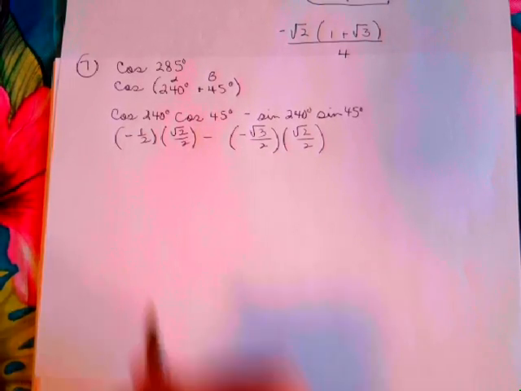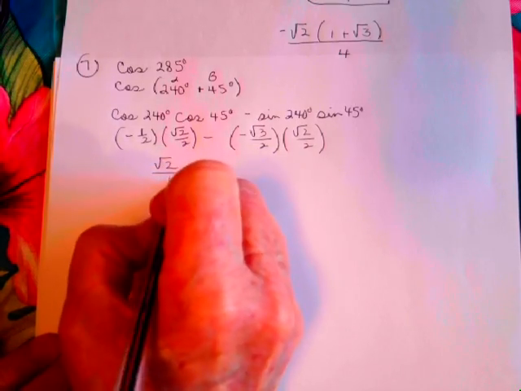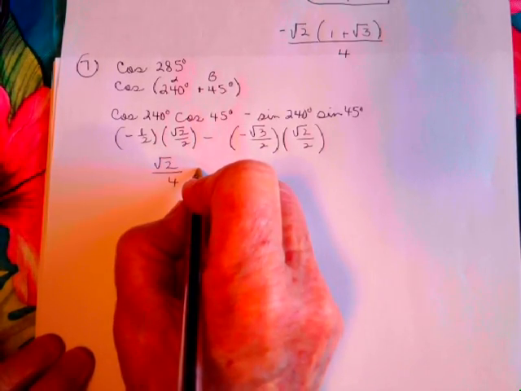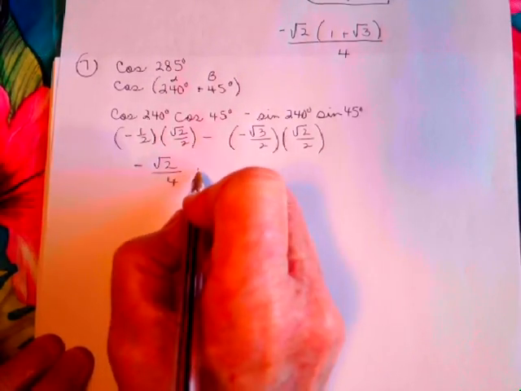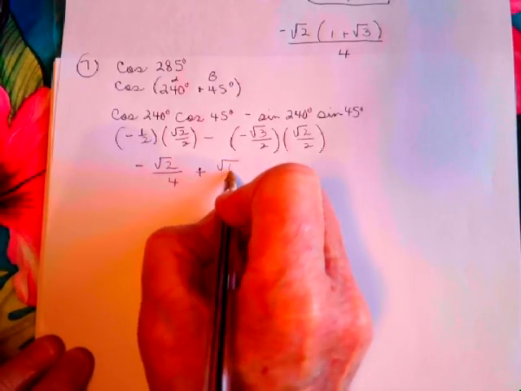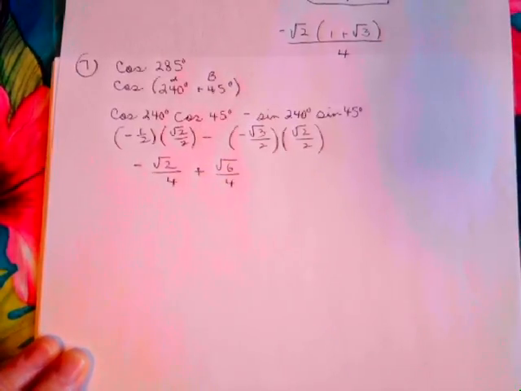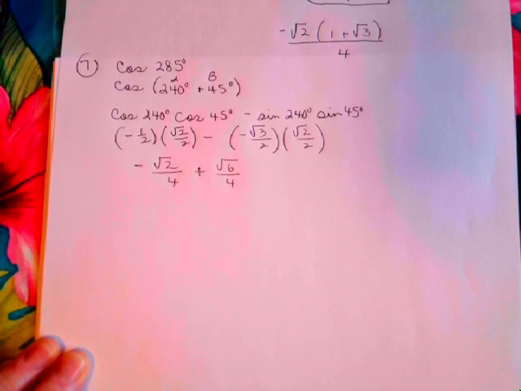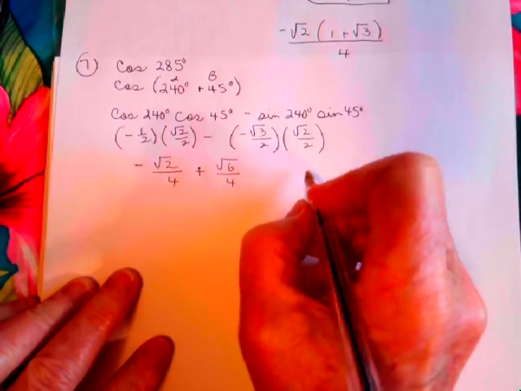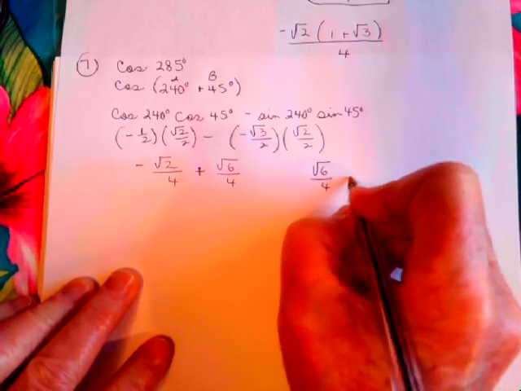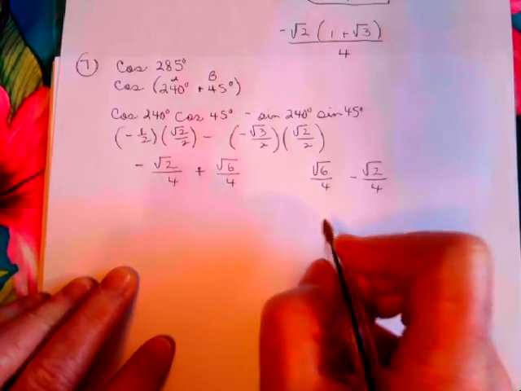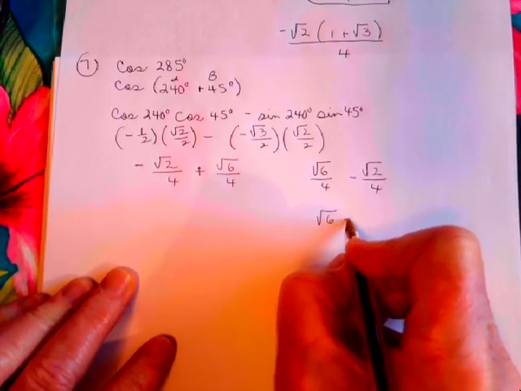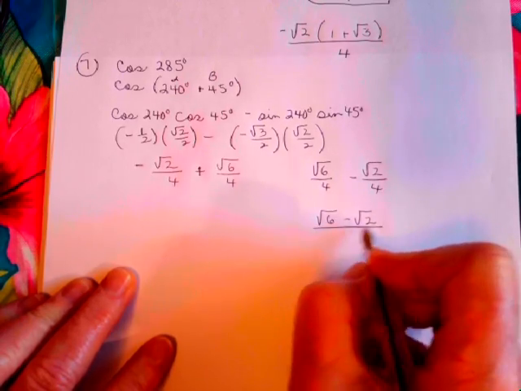Simplify. You get the square root of 2 over 4. Look at all these negative signs. That's going to change. That should be a negative square root of 2 over 4. These two negative signs are going to make this be plus the square root of 6 over 4. I'm going to rewrite this. I'm going to rearrange these and get the square root of 6 over 4 minus the square root of 2 over 4. I just put my positive term first. Square root of 6 minus the square root of 2 all over 4.